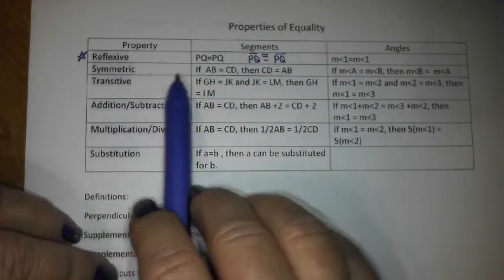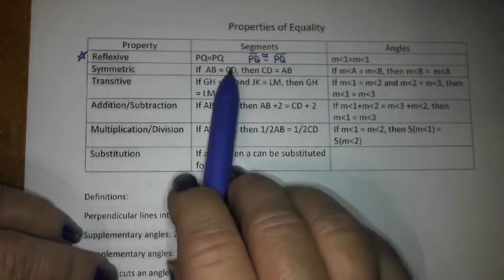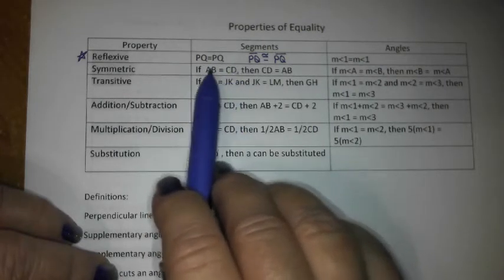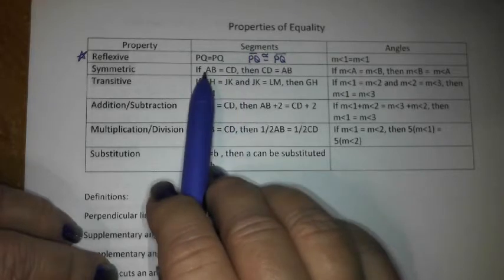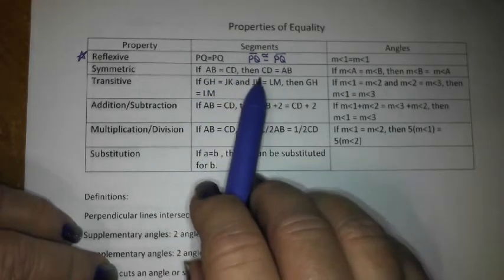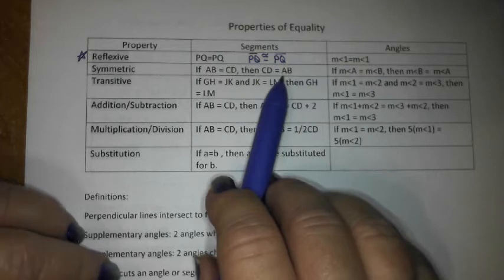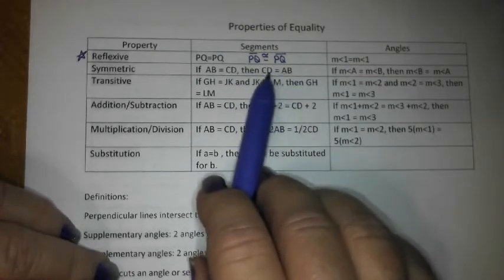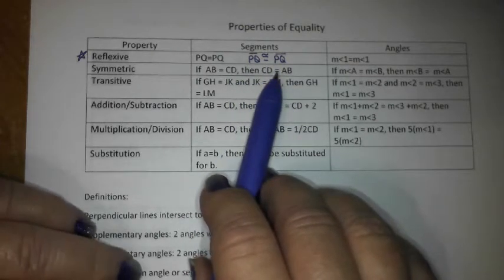The symmetric property. The symmetric property means that things are allowed to swap places across the equal sign. If AB equals CD, then CD equals AB. So if they just swapped places across the equal sign, that's the symmetric property.